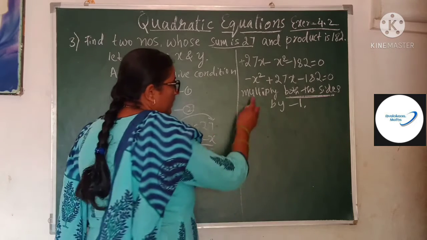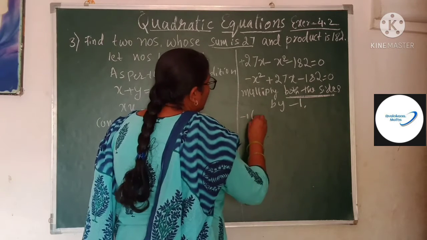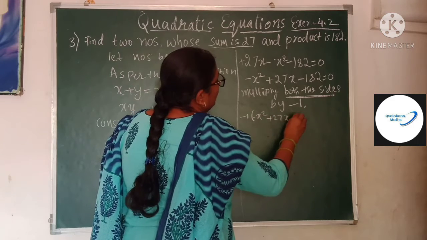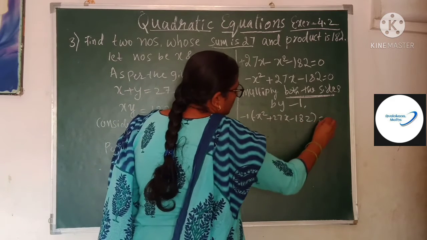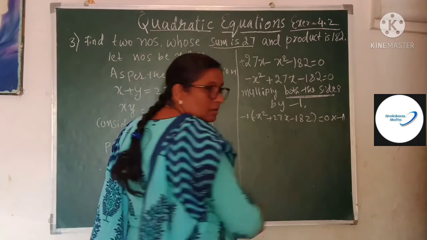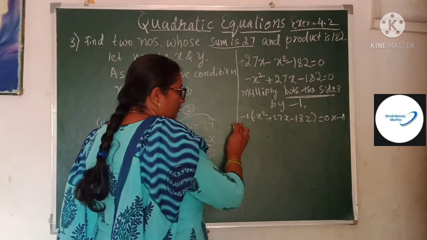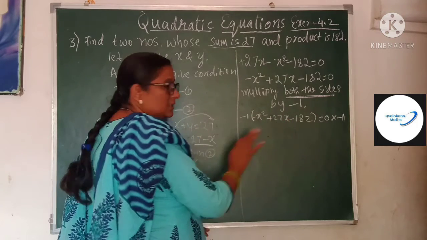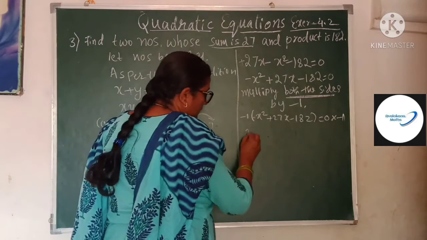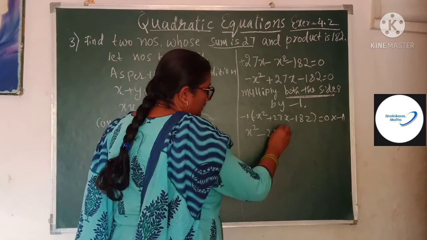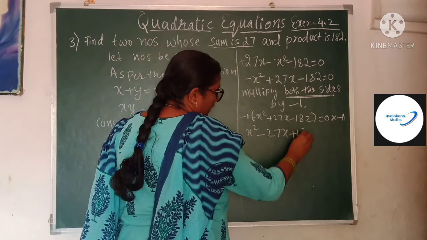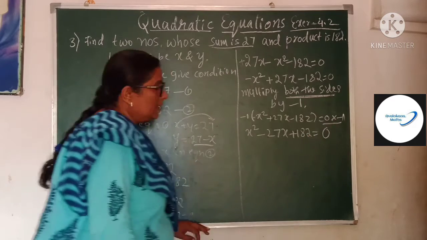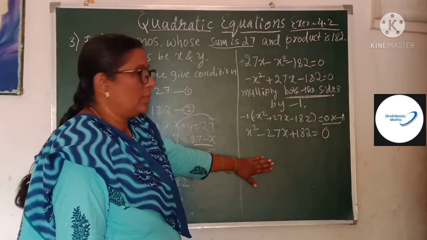Now look at this one: minus 1 into, you can write one more step, x square plus 27x minus 182 is equal to 0 into minus 1. When we multiply any number with this minus, everything gets changed, the sign gets changed. Here minus x square becomes plus x square, minus 27x plus 182 is equal to 0, since anything into 0 is 0. Children, listen, learn maths properly.